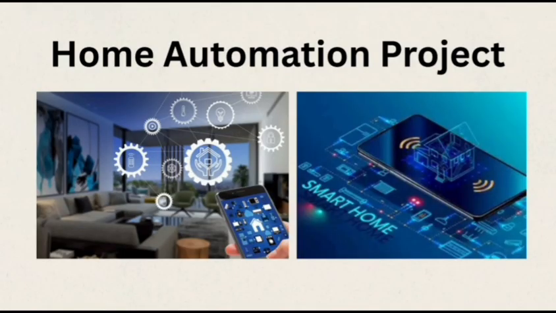Home automation project. This project focuses on designing a smart home automation system that enables users to monitor and control home appliances and environmental conditions using sensors and a graphical interface. This system automates functions such as lighting, cooling, heating, and water level management, providing energy efficiency, convenience, and safety.